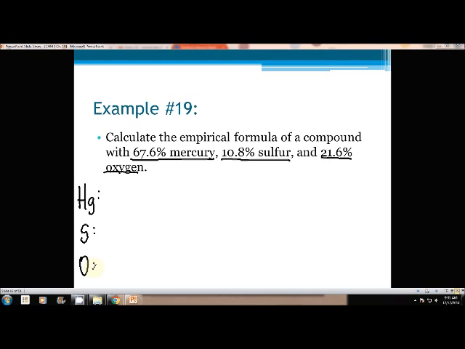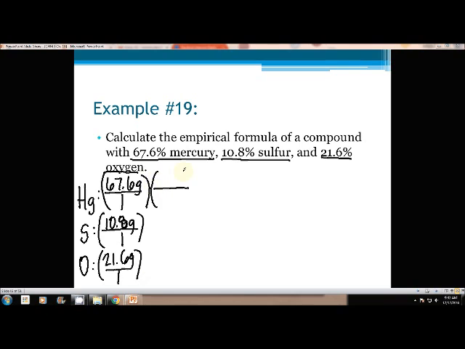Now we get on with our poem steps. Step 1 is percent to mass. We're going to write the percentage given in the problem as grams over 1 for all of them. So for mercury, it's 67.6 grams over 1. For sulfur, it's 10.8 grams over 1. And oxygen is 21.6 grams over 1.